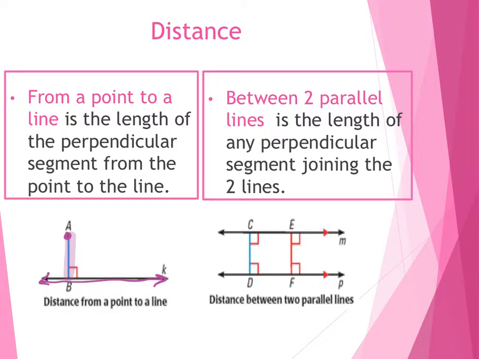That is true distance. So true distance is perpendicular. Then the second thing says between two parallel lines, the distance between two parallel lines is the length of any perpendicular segment joining the lines. So I could pick any perpendicular line along this way, and that would represent the distance because the parallel lines are always equidistant from each other, right?